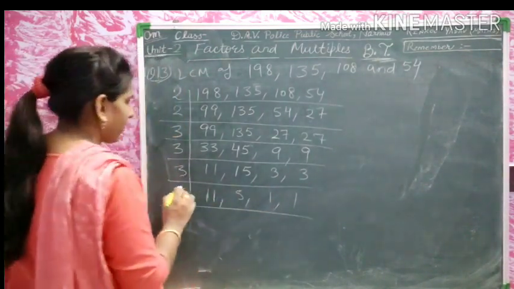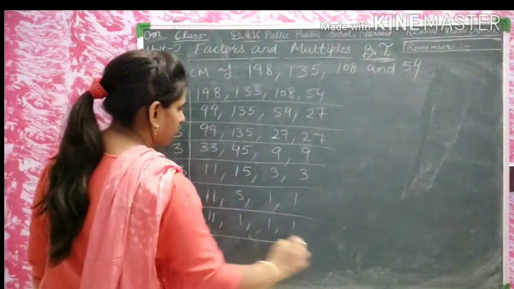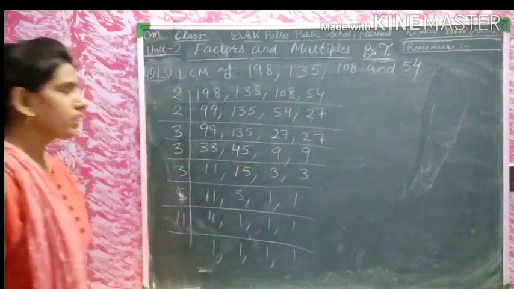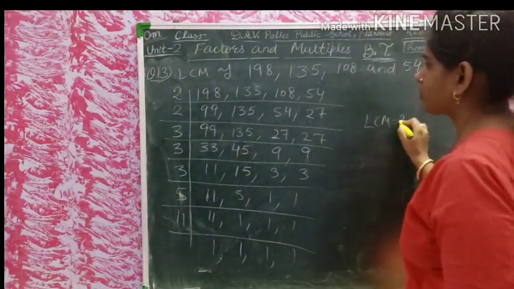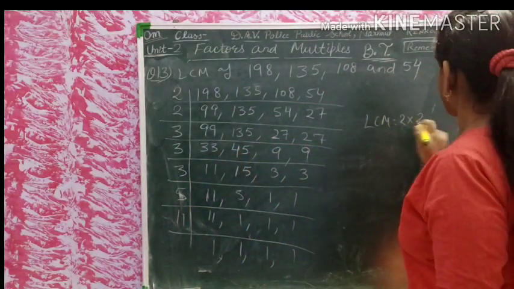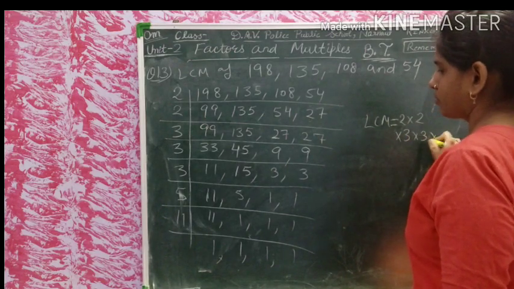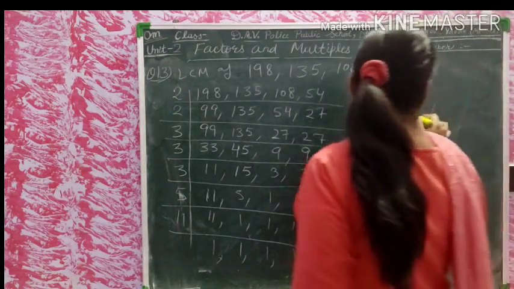Now it is divisible by 5, 11, 1, 1, 1. It is divisible by 11, 11, 1, 1, 1, 1. So the LCM here is equal to 2 into 2 into 3 into 3 into 3 into 5 into 11. Is this clear, students?